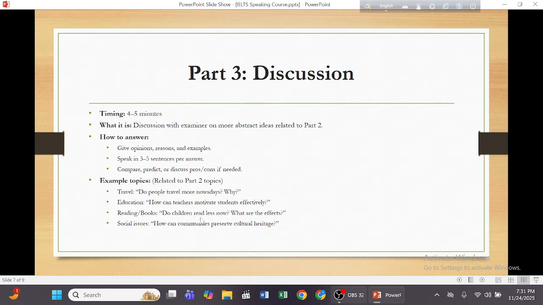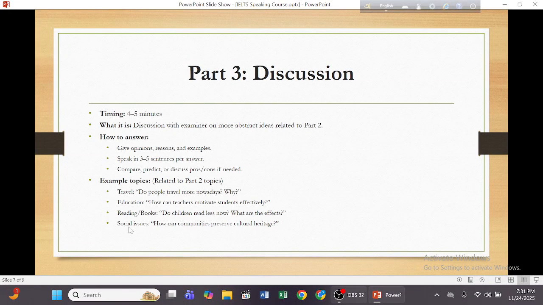For the next example, do children read less now? Something like that is yes or no. First of all, you have to answer yes or no, and then elaborate or develop your answer, and then add an example. Here we can see it is also a double question: and what are the effects? First of all, you have to answer the first one and then answer the second one. That's the main thing. You have to answer both of them and develop them properly.